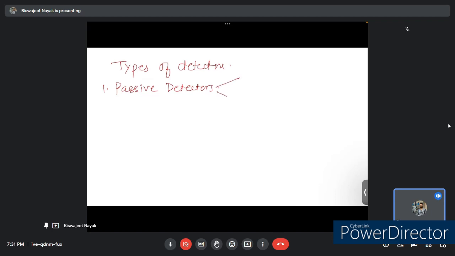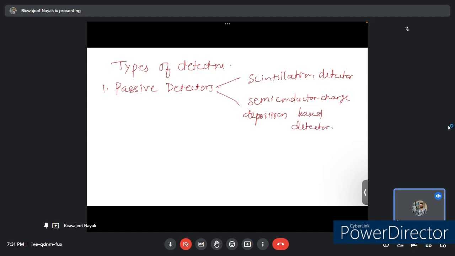So these include scintillation detectors and semiconductor charge deposition based detectors. What is the scintillation detector?